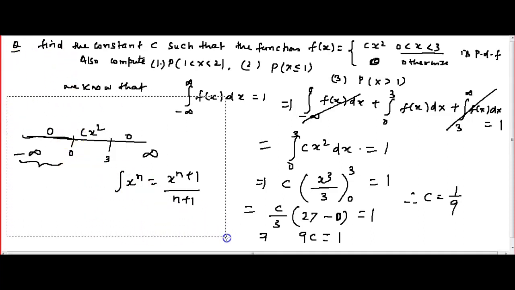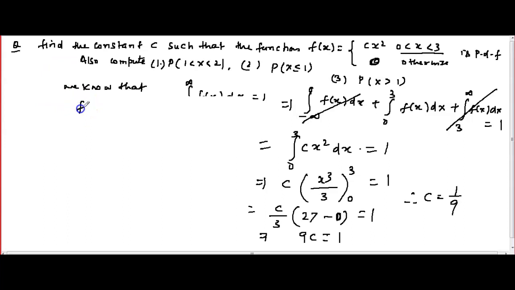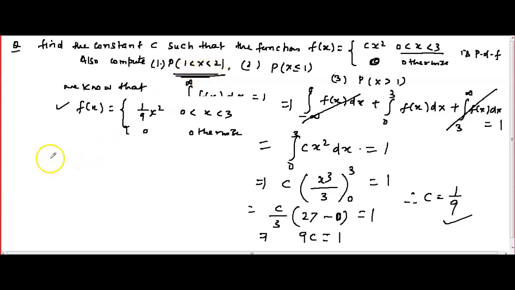So now you can write the function f of x as 1 by 9 x square when x lies between 0 to 3, and 0 otherwise. This becomes your continuous probability density function. Now the first question was to find the value of c, which we already got. Next, it is given to find the probability of x between 1 and 2. So what you have to do?